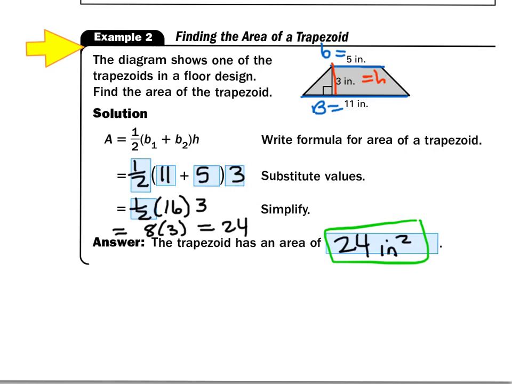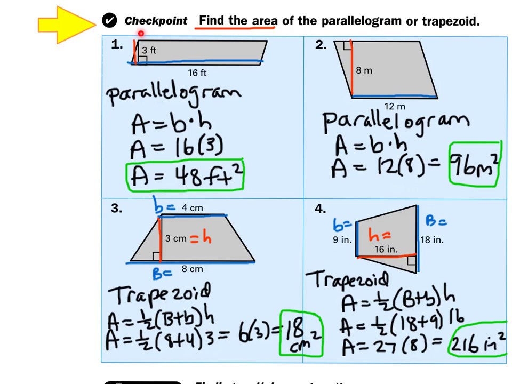So 8 times 3 is 24. And then don't forget to label it. It's 24 inches to the second power because we're finding area. Okay, so look at the checkpoint.